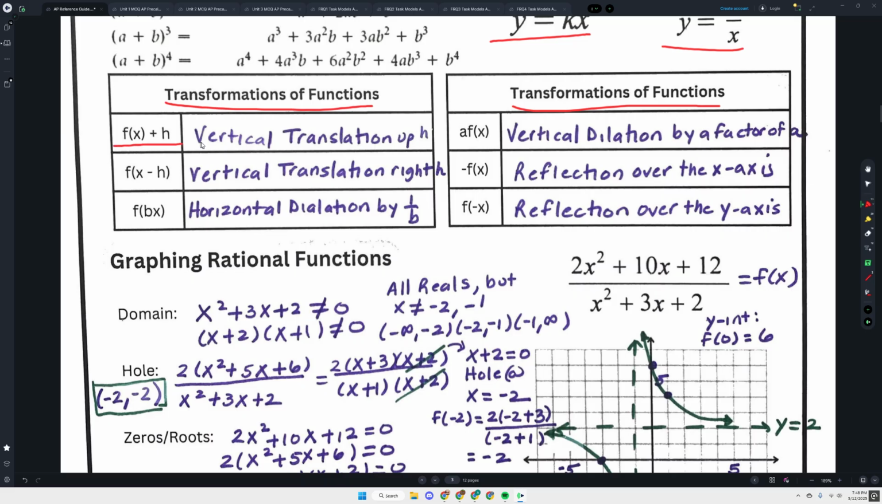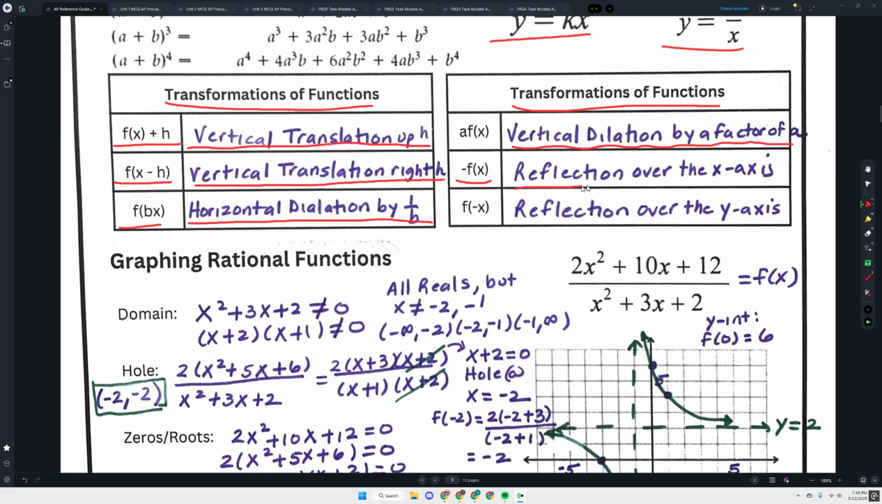So f of x plus h is a vertical translation up h, or a vertical shift up h. F of x minus h is a horizontal translation right h, or a horizontal shift to the right. F of b of x is a horizontal dilation by 1 over b, because horizontal translations are inversed. A times f of x is a vertical dilation by a factor of a.